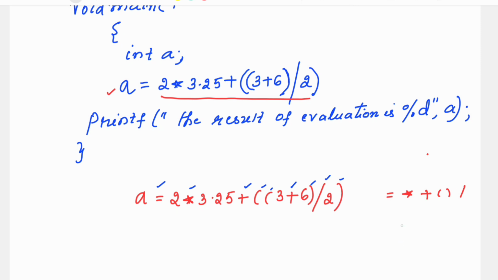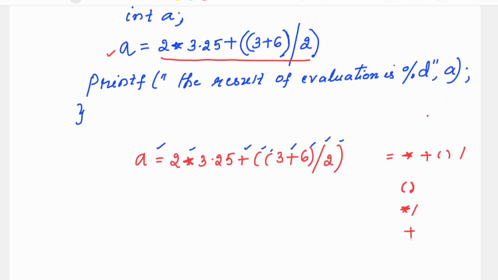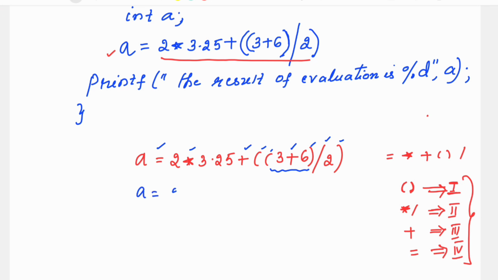If you look into the precedence, the opening and closing parenthesis has got the highest precedence over the other operators. Then you have division and multiplication, these two operators are at the same position. Then you have the plus, finally you have the assignment. So this is the precedence level. The opening and closing parenthesis part gets evaluated first. So now your expression becomes 2 into 3.25 plus, this gets evaluated, 3 plus 6, 9 divided by 2.